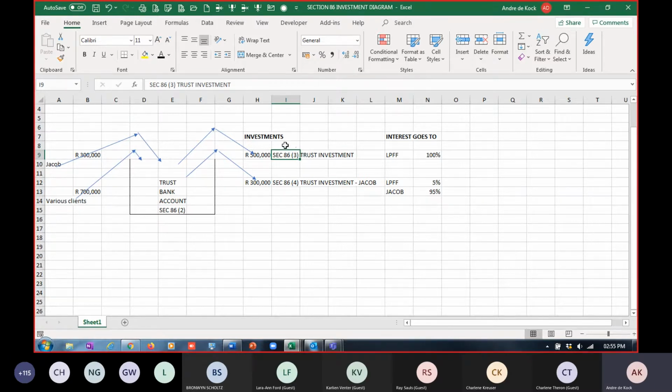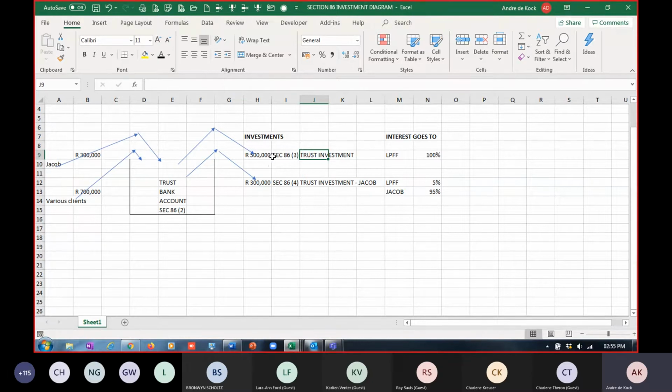Why does it have to contain a reference to this 86.3? Because if I just made this 500,000 rand investment in the name of De Kock Attorneys, I could walk around and say, listen, I've got an investment of 500,000. Can I use it as collateral for a loan? And I could commit fraud like that. But as soon as any lender sees that it's a section 86.3 trust investment, they won't use it as collateral to lend me or advance me any money, because they're going to tell me, but that's not your money, that's trust money.